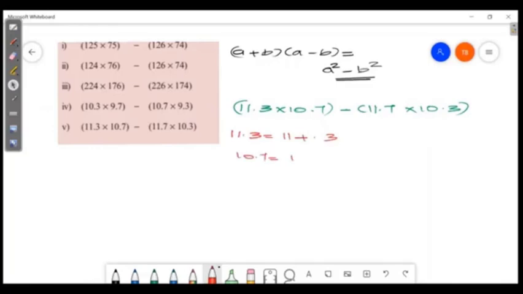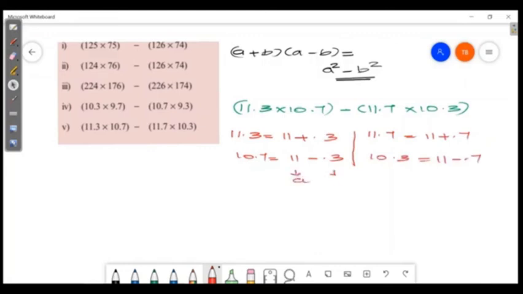So we have to represent 11.3 is equal to 11 plus 0.3 and 10.7 is equal to 11 minus 0.3. Second one, 11.7 is equal to 11 plus 0.7 and 10.3 is equal to 11 minus 0.7.